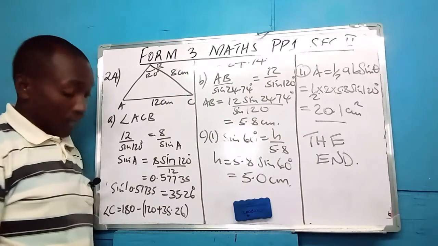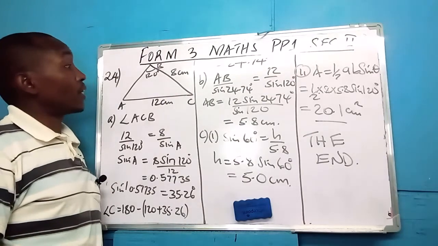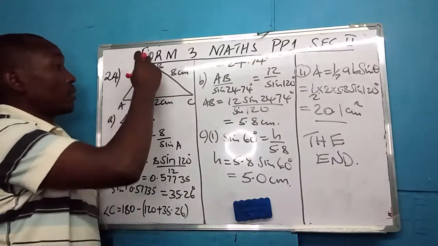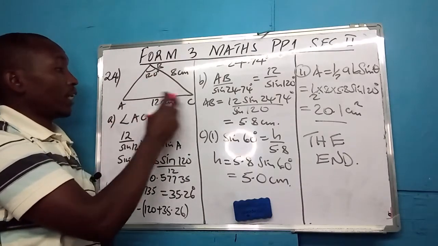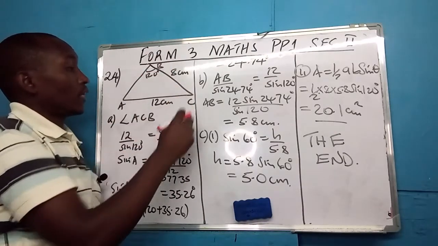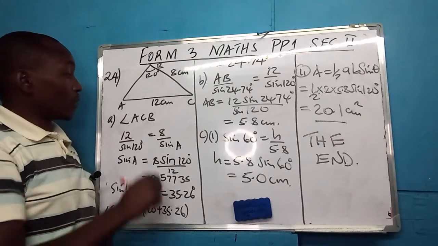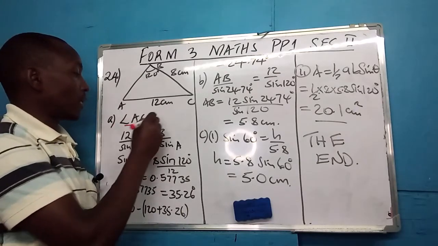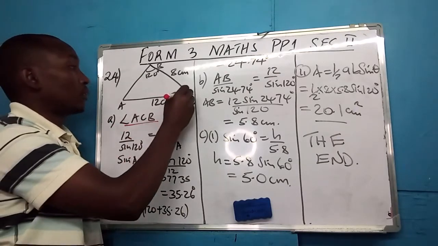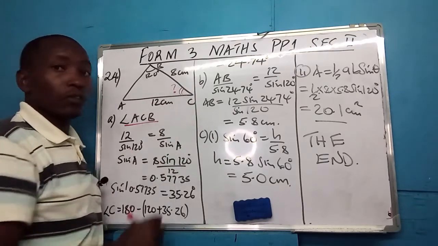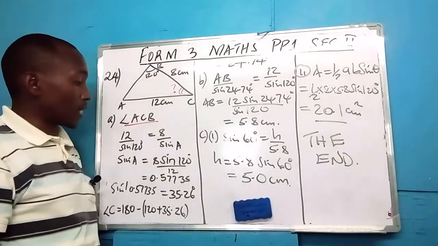Question number 24. This is a question on a triangle. You're given this triangle here. You're given angle ABC is 120. You're given the length AC. You're also given the length BC is 8 there. The question 1 on part A, you're supposed to work out the value of this angle. You're supposed to work out that angle.